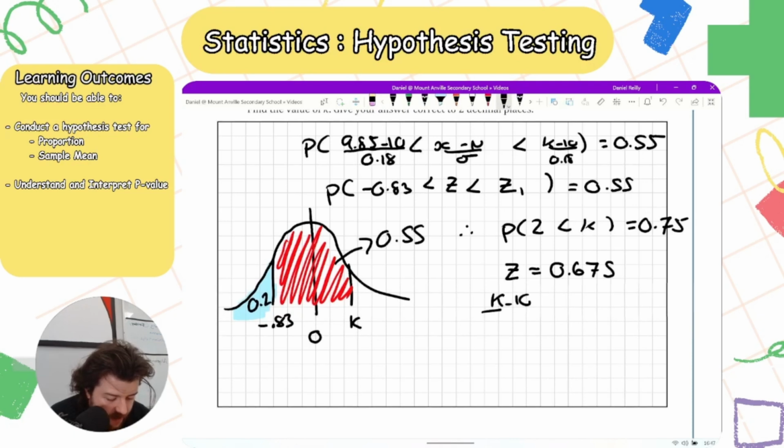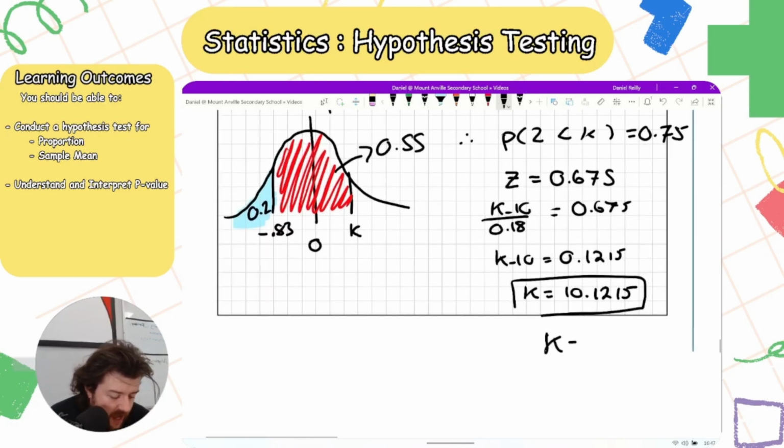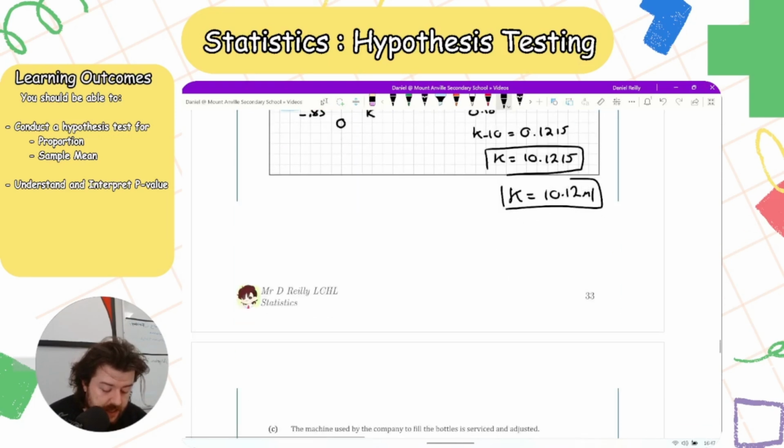K minus 10 over 0.18 is equal to 0.675. K minus 10 is equal to 0.1215. K is equal to 10.1215. That is my answer. It says correct to 2 decimal places, so K is equal to 10.12 mils. So 55% of my data will be between 9.85 mils and 10.12 mils.